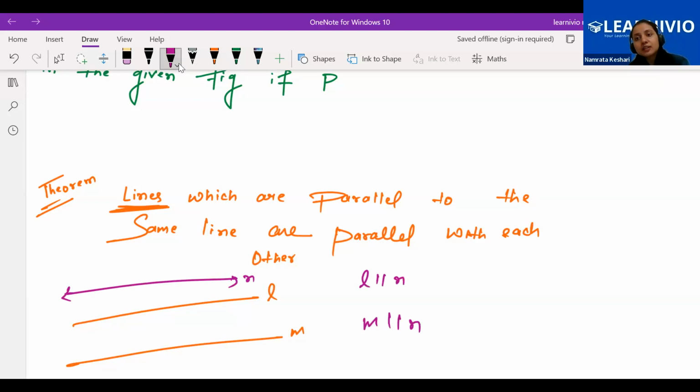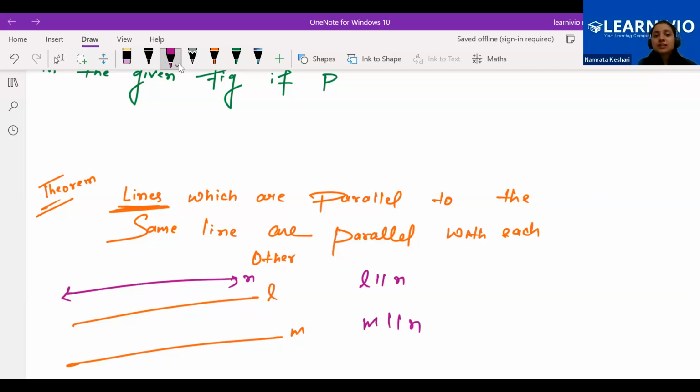Lines. I drew two lines. We don't know these two lines are parallel or not, and it's not written in the question as well. After that, it's clearly written in the question which are parallel to the same line. That means I am drawing one more line, a different line, and we are saying that L is parallel to N and M is parallel to N. Lines parallel to the same line N. Two lines we are having, L and M. These two lines are parallel to the same line N.